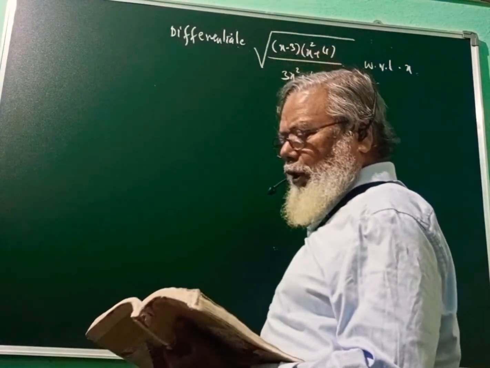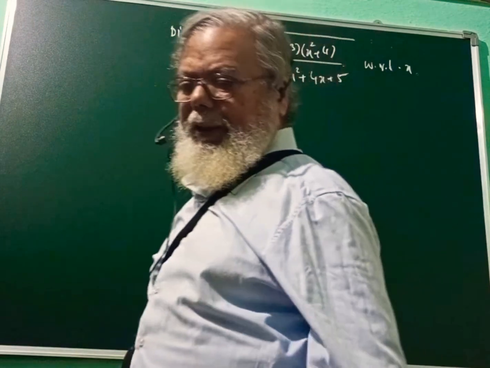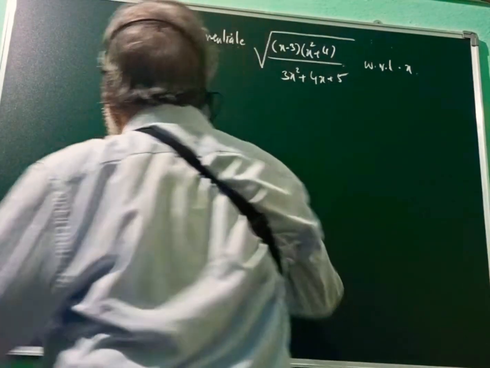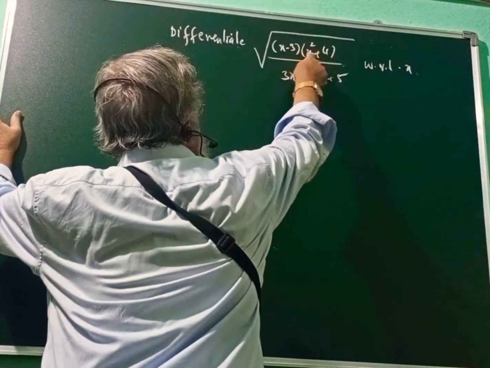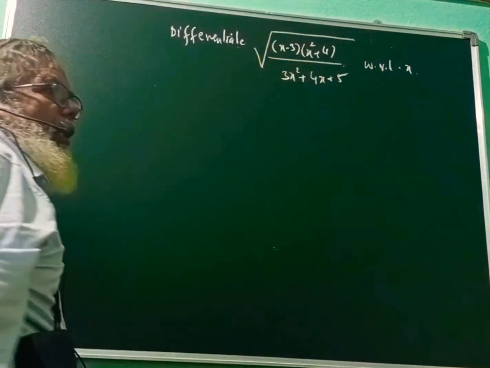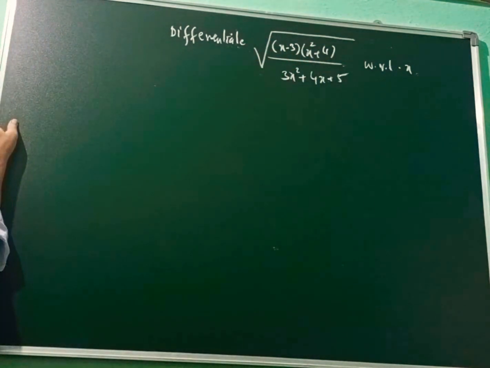So if you see this problem, now here root means the power is 1 by 2, and it is a product rule here, and there is a quotient rule also. We cannot apply them all at a time. That's why we simplify it by applying the logarithm, and then we differentiate it.